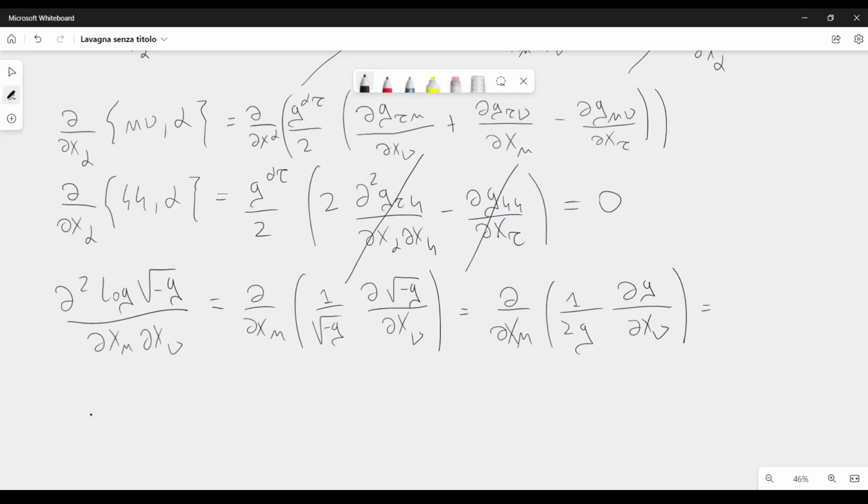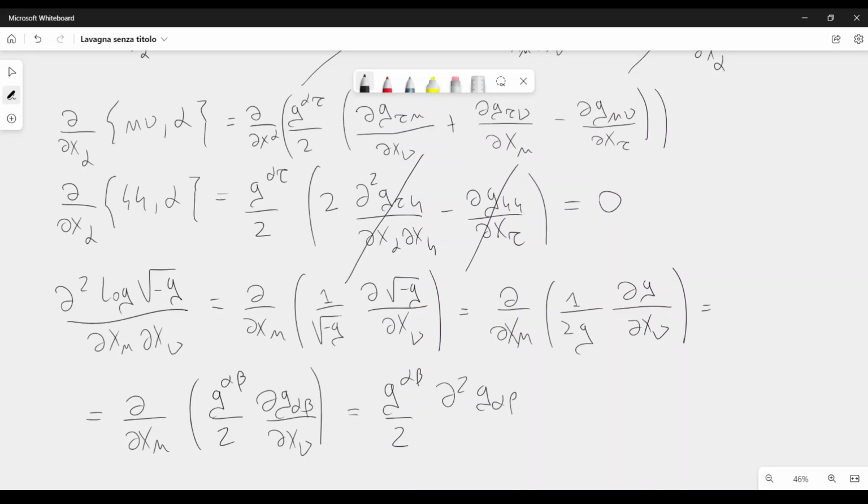But this can also be written like this, derivative with respect to x mu, and we know how to write 1 over g times the derivative of g with respect to x nu according to the rules that we have found in tensor calculus. This can be written as g alpha beta with upper indices divided by 2 times the derivative of g alpha beta with respect to x nu, and the only non-zero terms are g alpha beta divided by 2 times the second derivative of g alpha beta with respect to x mu with respect to x nu.